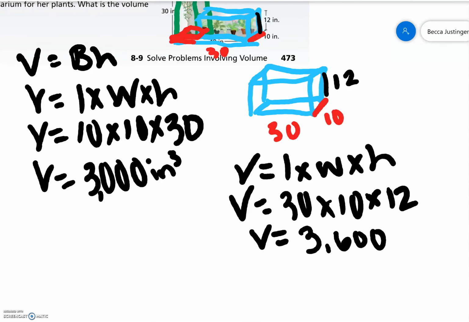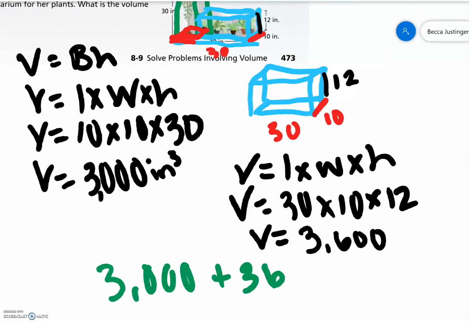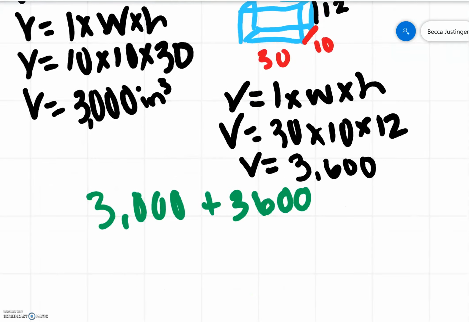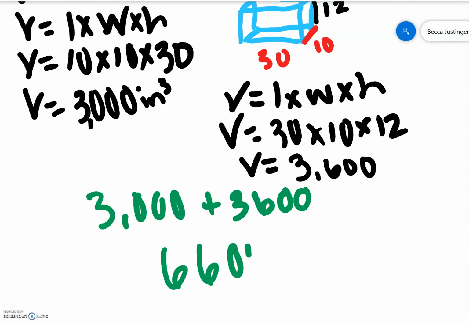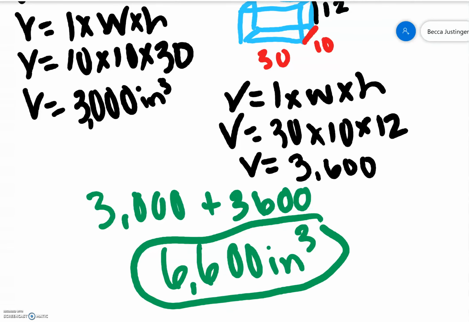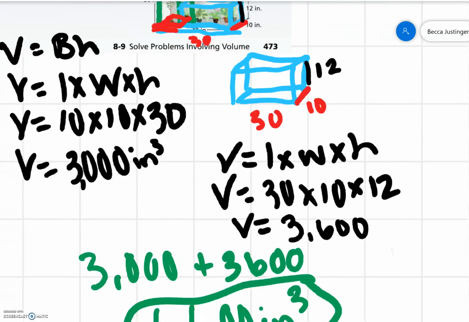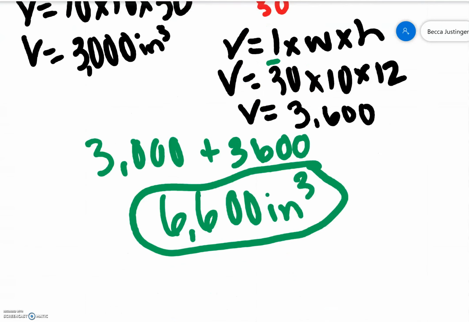Last but not least, we are going to add them together. 3,000 plus 3,600 gives us 6,600 inches cubed. And remember, it's cubed because it's length times width times height. Inches times inches times inches gives us inches to the 3rd power, cubed.